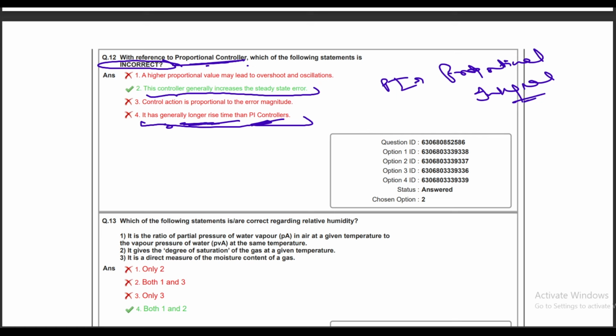And this happens with an integral action. PI controllers tend to have a longer rise time because they are designed to eliminate steady state errors over time. Clear? So according to me, the incorrect statement should be the fourth, but they are providing the second. So the fourth should be the correct answer in this question.